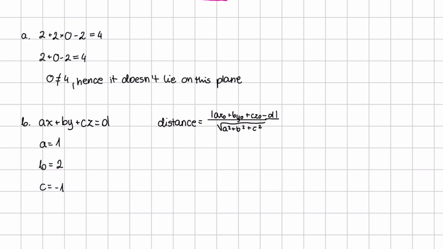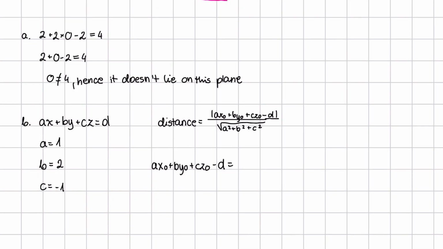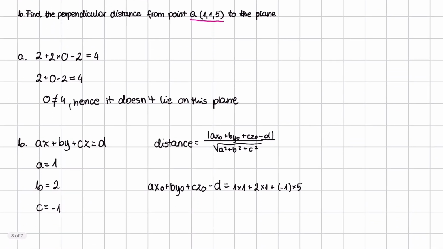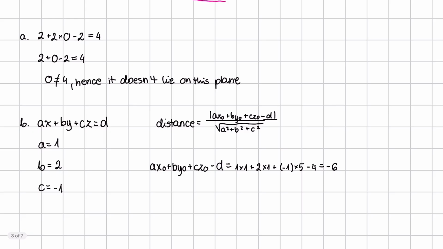So let's firstly deal with our numerator. So this is a times our first coordinate from our point Q, so 1 times 1, then we have to add 2 times 1, then minus 1 times 5, and we have to subtract d, so our d is 4, so minus 4, and the answer is minus 6. And now we will deal with the denominator.